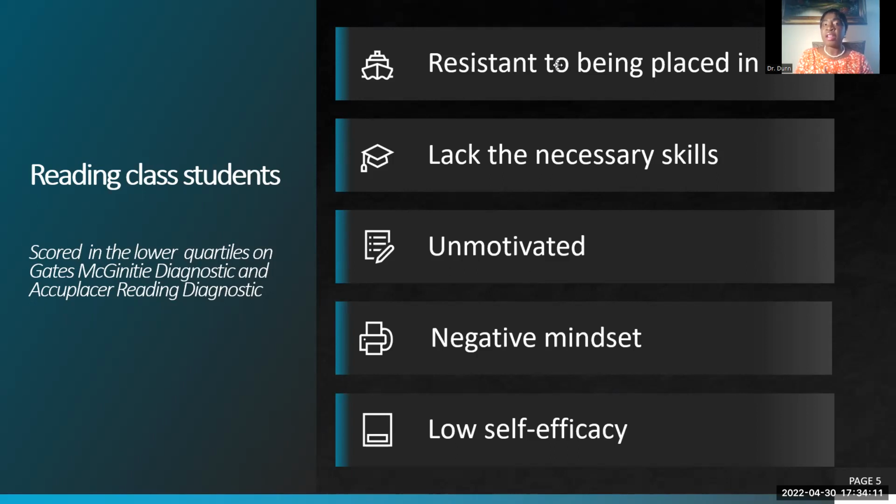And in addition to the emotional or subjective side of their feelings, there were also hard objective data, because these students who were placed in reading classes scored at the lower percentile on either the Gates-MacGinitie diagnostic reading test or also the Accuplacer diagnostic reading test that we're now using. But over the last 6 years, that's the reason why they were placed in reading classes.